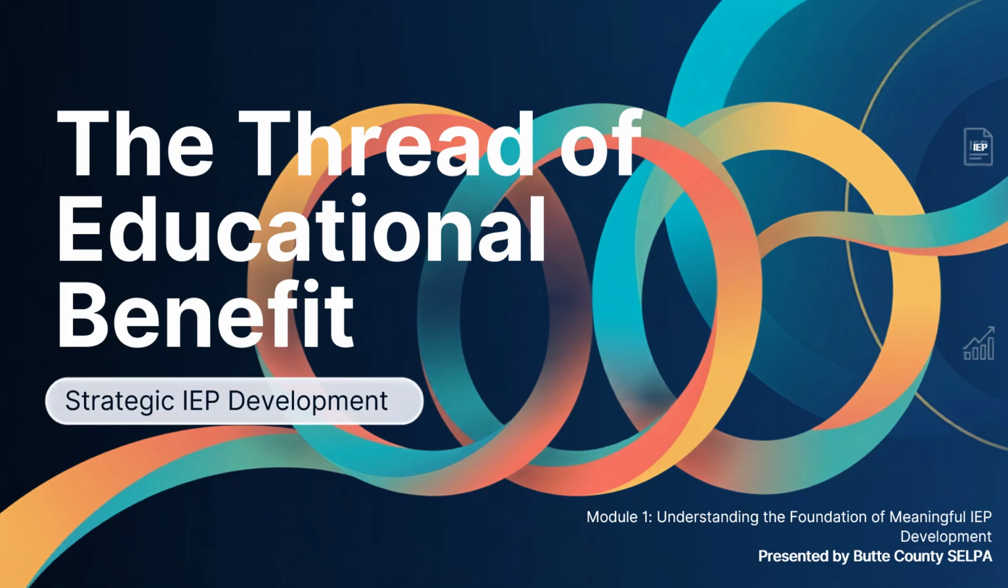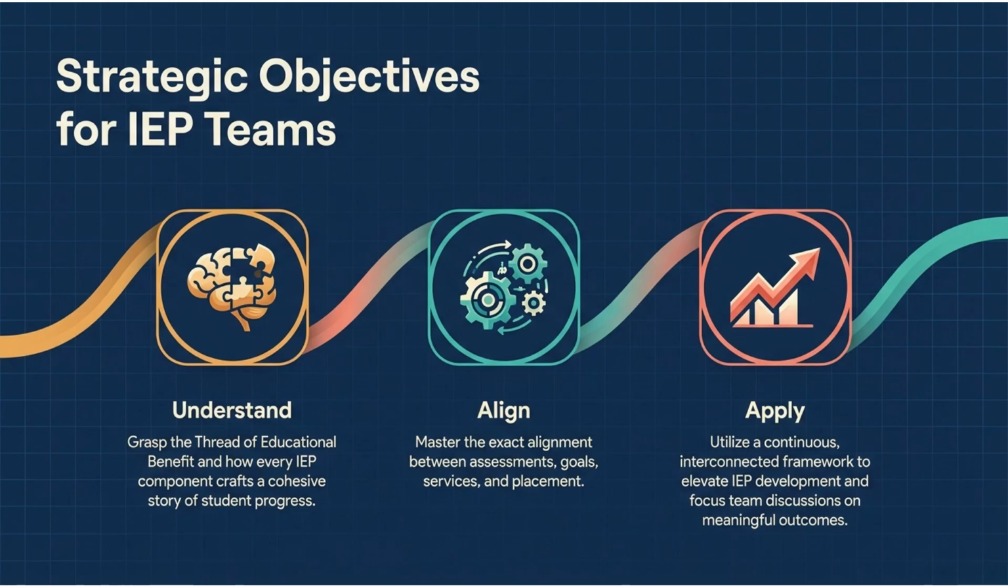In this first module, we'll explore the thread of educational benefit and how it serves as the foundation for meaningful, individualized IEP development. Throughout this presentation, we'll examine how each component of the IEP connects to support student progress. By the end of this module, you'll be able to understand the thread of educational benefit and how the components of an IEP work together, align assessments, present levels, goals, services, and placement. Apply this framework to develop IEPs that are individualized, meaningful, and reasonably calculated to support progress.